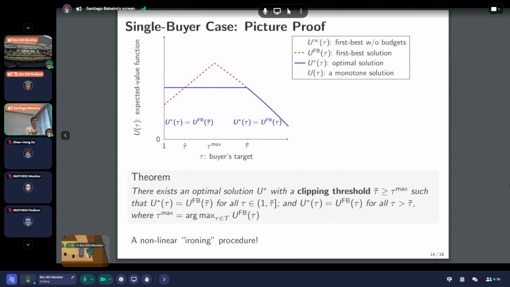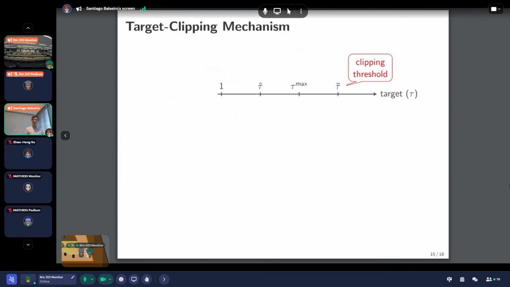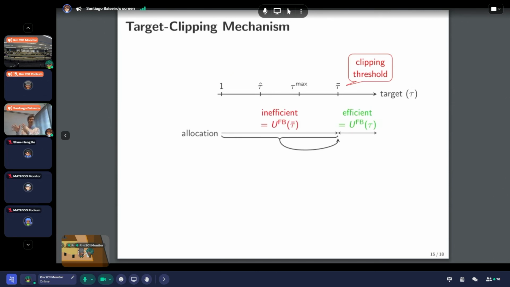And this is some sort of non-linear ironing procedure. So just to emphasize this point, we look at the target space and put this clipping threshold. To the right, we allocate efficiently. To the left, we allocate inefficiently. And because the respective value is constant, all targets here get the same allocation as this clipping threshold.